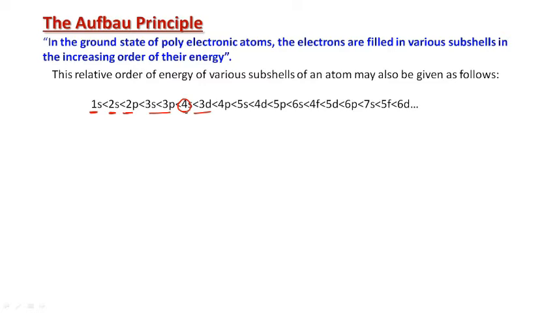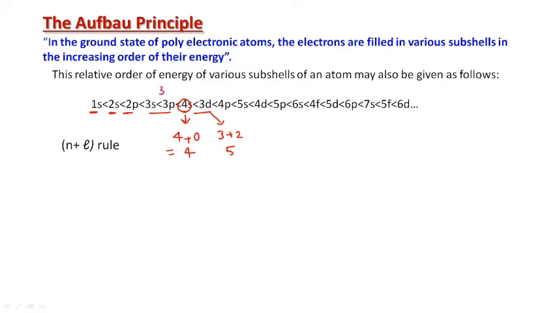So this n+l rule is not followed everywhere. Instead of n+l, as we can see in this exception, 4s, what is the value of l? l is 0, so n+l equals 4. Here 3d means 3+2, which is 5.